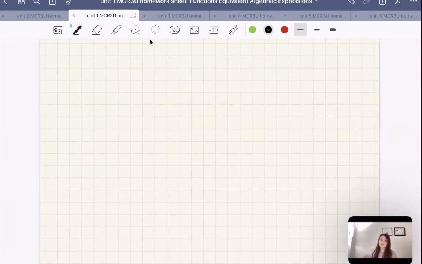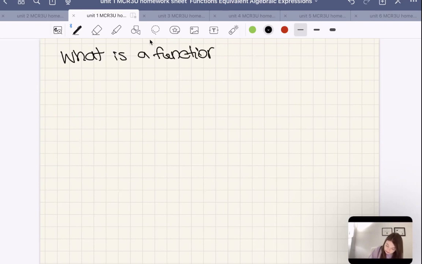First of all, what is a function? Okay, let's talk about that. What is a function versus what is not a function? So a function is any relation that for every input there is only one output. Or in other words, for every x value, there is only one y value.